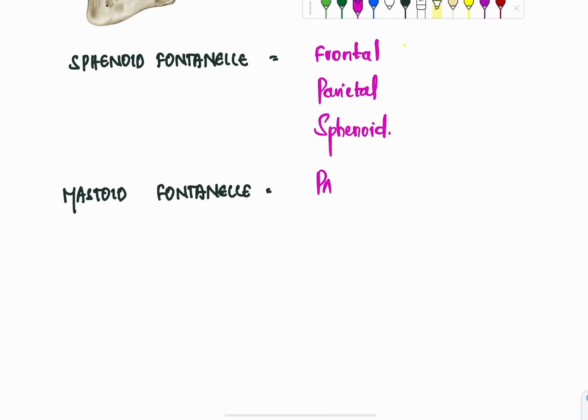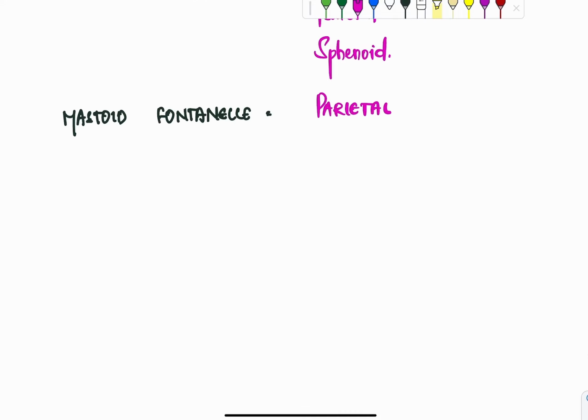You have your parietal bones. Okay, and after the parietal bones you have your occipital bone. Okay, and after that you have your temporal bone. So these bones together form your mastoid fontanelle. So overall, how many fontanelles do we have? We have 4 fontanelles. So what are those fontanelles?